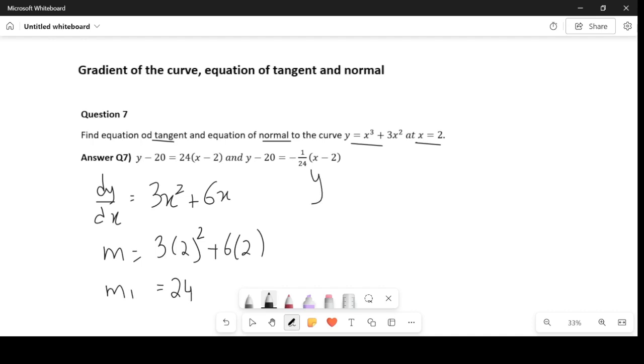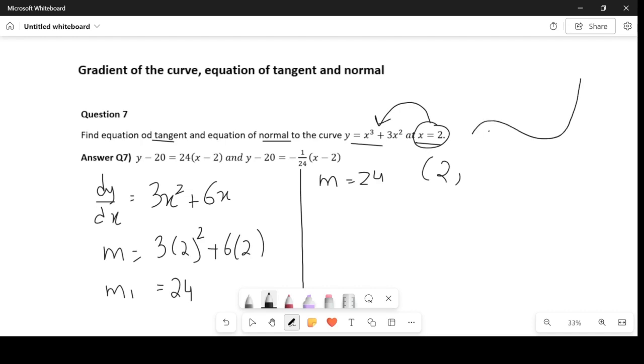Now the equation of the tangent is going to be y equals mx plus c, or y minus y1 equals m times (x minus x1). So we still need a point on this tangent. So we know x equals 2 gives a point on the tangent. So when x is 2, just substitute the value of 2 in the equation of the curve. For example, this is the curve. Let's say 2 is here. So we need this complete point.